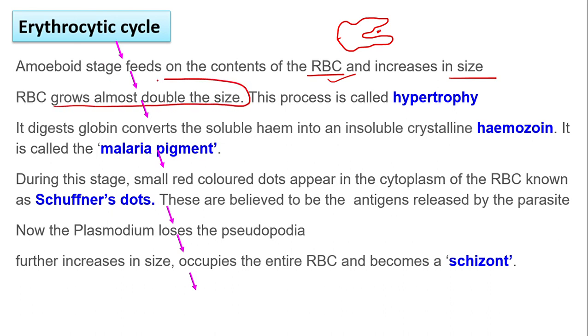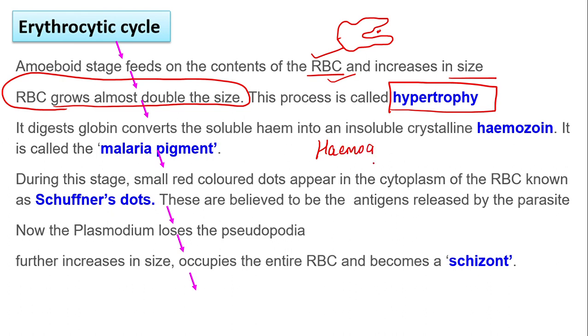RBC grows almost double in size. This growth, which usually double हो जाती है, this type of growth को हम बोलते हैं hypertrophy. This type of growth we call it as hypertrophy. Now here we have seen that it is going to eat the content of RBC. What is that content which is going to be eaten? It is nothing but your hemoglobin.